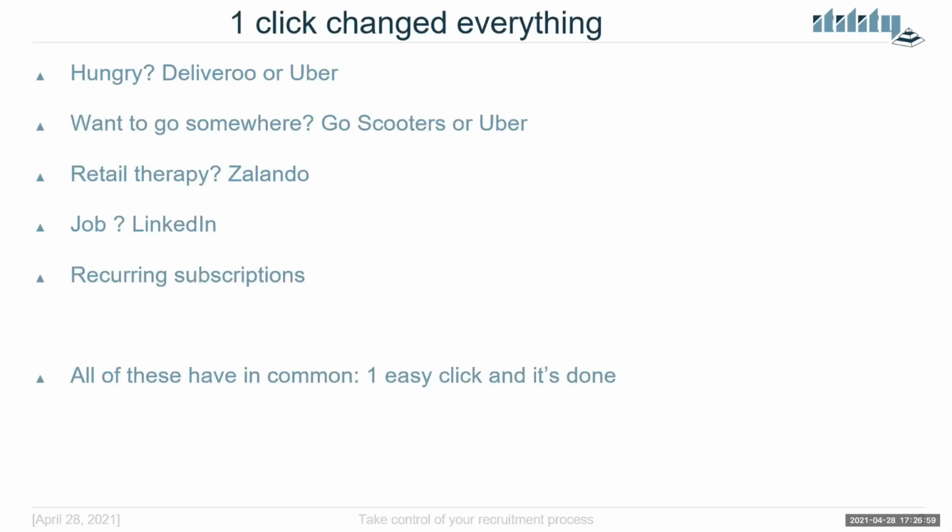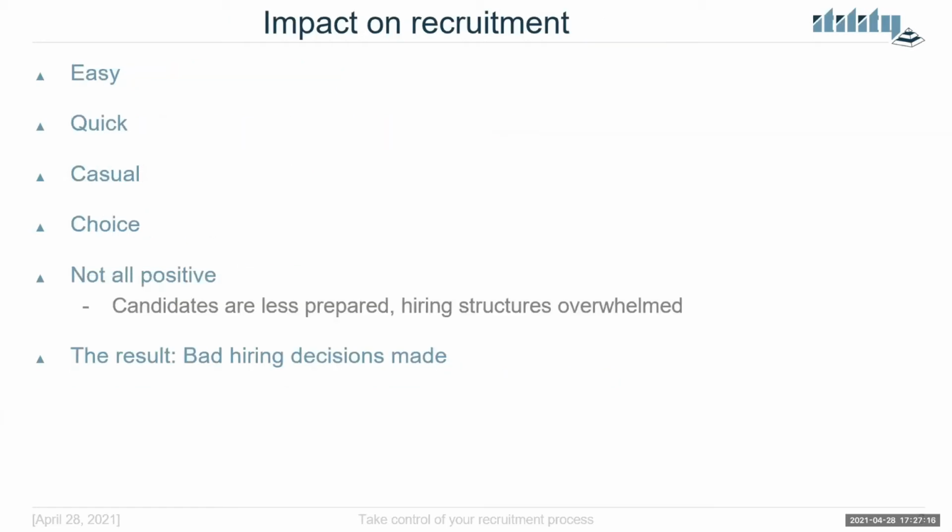So all of these have in common that it's one easy click and it's done. You fill out a form, there's minimal information that you need to pass on. There's minimal thinking actually going on, apart from what is it I want right now. So it's very instantaneous. This means that it's very easy, very quick, can be quite casual. There's lots of choice. And the outcome is overall rather positive, discovering new restaurants, new places to go, making it extra easy for you as a candidate or as a person.